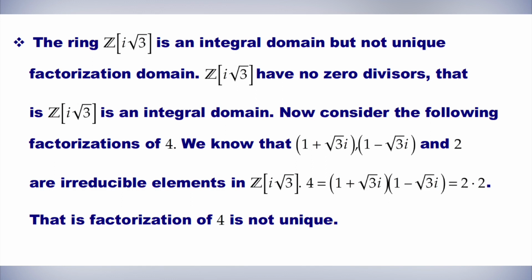We know that 1 plus i√3, 1 minus i√3 and 2 are irreducible elements in Z[i√3]. Now 4 can be written as (1 plus i√3) times (1 minus i√3), that is, 2 times 2. That factorization of 4 is not unique because you have written it in 2 different ways.